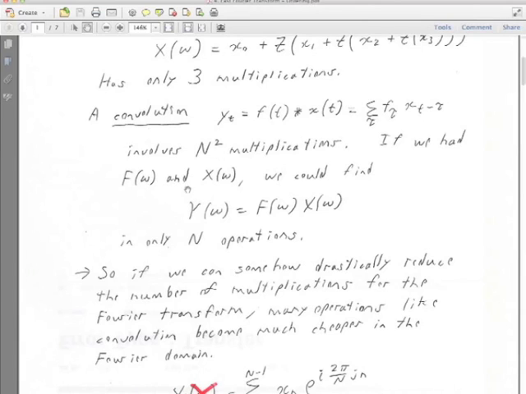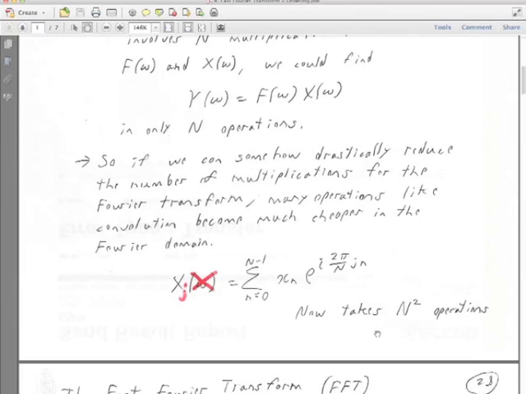If, on the other hand, let's say that somehow we magically had the Fourier transform of the filter and the Fourier transform of X, that we magically pulled out of a hat the Fourier transform of the input. We could find the Fourier transform of the output Y by this simple multiplication, which, if we have n frequency samples, is just multiplying F at 10 hertz by X at 10 hertz. And that's only n operations. That's a lot cheaper than n squared multiplications. So this kind of opens the window here: if we could somehow drastically reduce the number of multiplications for the Fourier transform, then a lot of operations like convolution will be cheaper in the Fourier domain.